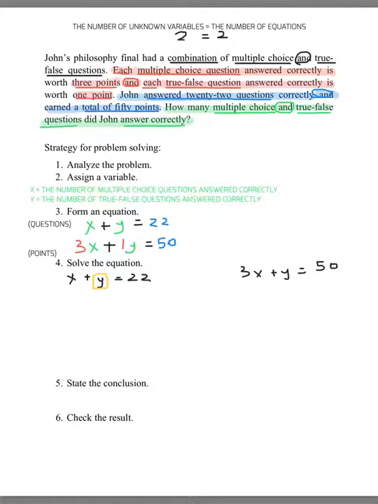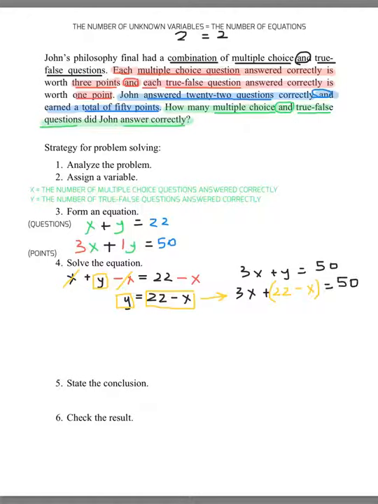So let me go ahead and do that. Notice that when we subtract x from both sides, on the left-hand side, the positive x and the negative x simplify out, leaving us simply with y. And on the right-hand side, we're left with 22 minus x. So now we have the y variable completely by itself, and we know that it's equal to 22 minus x. We're going to substitute that into the second equation. So we're going to have a 3x plus, and now for y, we're going to substitute 22 minus x, and that's still equal to 50.